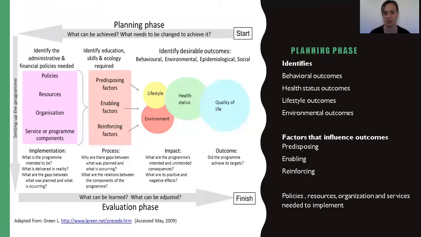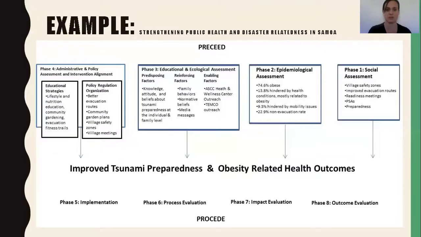That's the PRECEDE phase. I'm going to go on to the next slide, which will give you an example, because I think it's more helpful to get an overview this way. Our example is coming from a paper that I have linked this week. This is one of your additional readings: Strengthening Public Health and Disaster Readiness in Samoa Using the PRECEDE-PROCEED Model. My big head is covering the first phase. It's all the way on the right-hand side, and that is our outcome. That's phase 1. It's called social assessment, and that's our outcome.